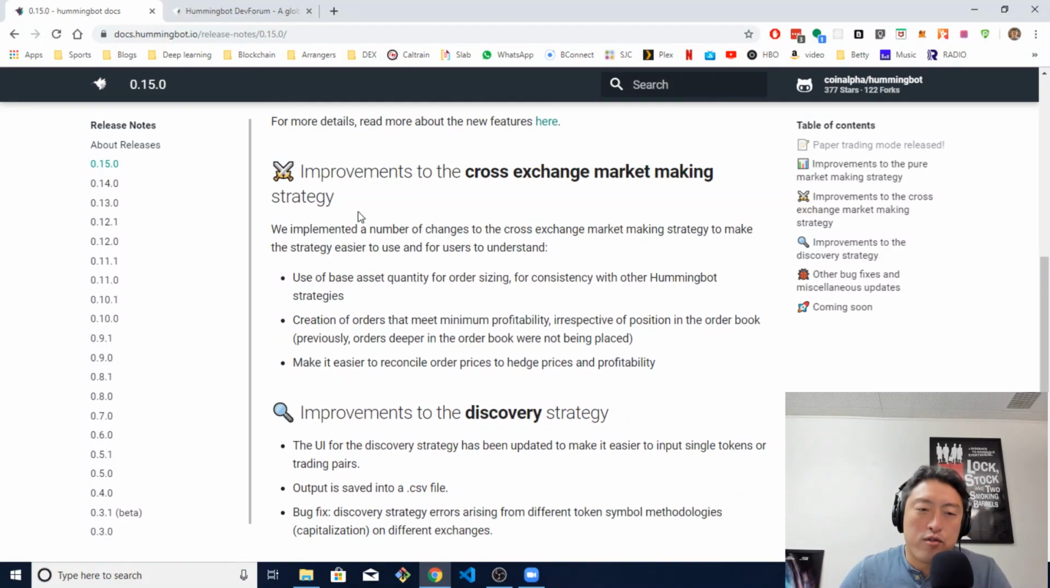Moving on, we also made a bunch of simplifications to the cross-exchange market-making strategy. That was the first strategy we released back in April, and it's gotten a bit out of date as we've improved some of the other strategies. So we conformed some of the parameter names to that of the other strategies. We also simplified it so that the bot is always going to place orders instead of trying to decide whether it's profitable or not to place orders.